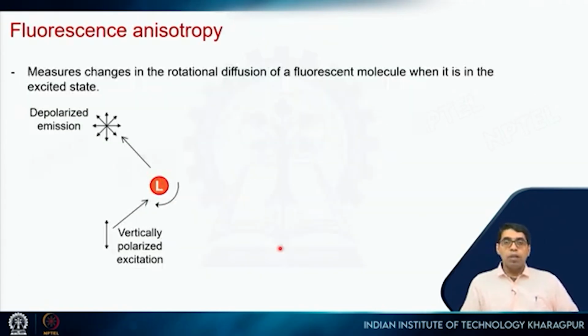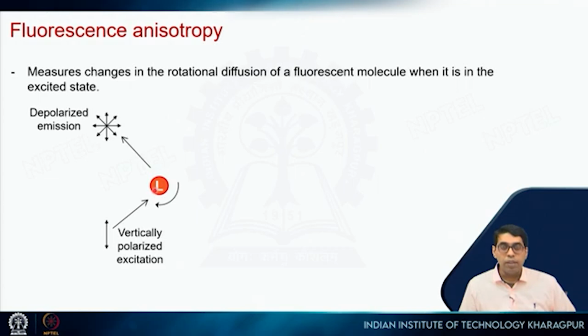Right. So now let's look at some experiments. The first one that we are going to talk about is fluorescence anisotropy. We have discussed a little bit about fluorescence in lecture 56, right? So here, let's say we have a ligand. We want to look at a protein ligand interaction, and let's say our ligand is a small molecule.